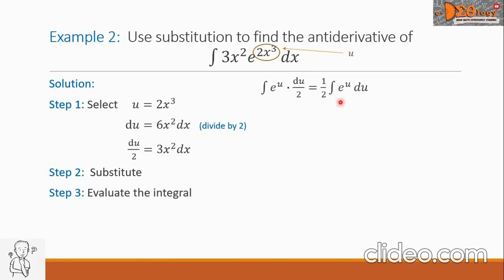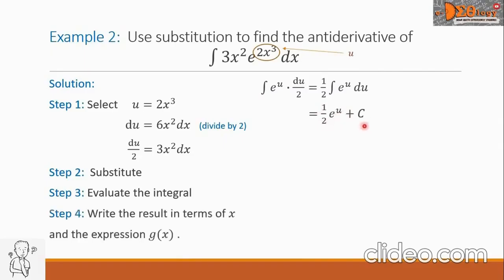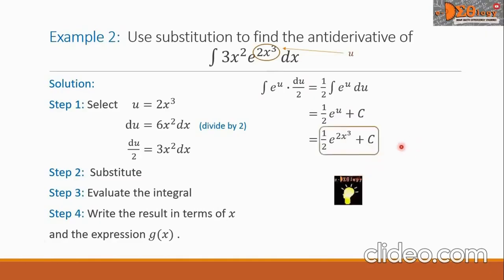This integral of e^u is equal to e^u itself. So we have now 1/2 times e raised to u plus the c. Now, step 4, let us return the value of the u. So we have 1/2 times e raised to 2x cubed, then plus c. This is the final answer.